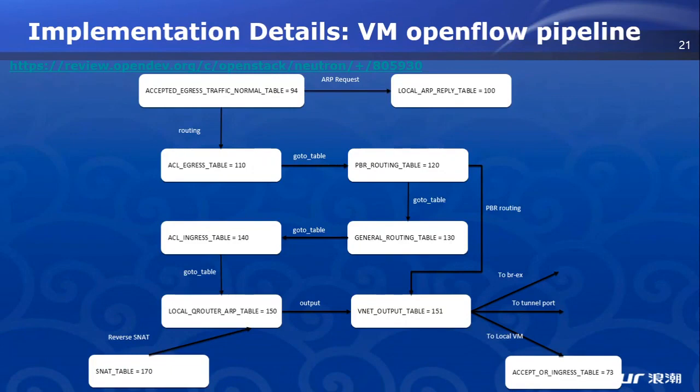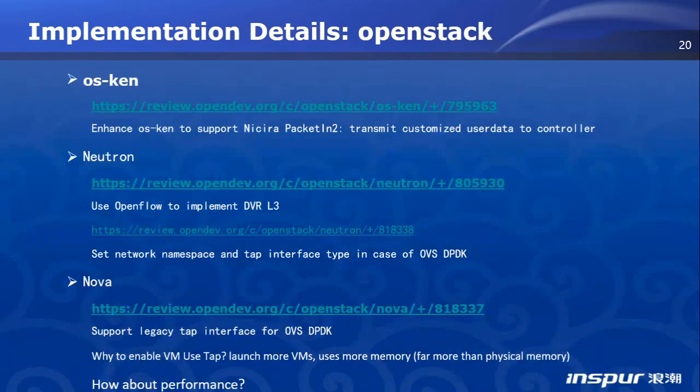For vHost user, it is impossible not to use huge page. That means the number of VMs you can launch depends on total physical memory and the number of huge pages. Importantly, once OVS DPDK can support VMs with the legacy tap interface, a VM can be live migrated from any one compute node to another, and vice versa, no matter whether it is an OVS kernel node or an OVS DPDK node.